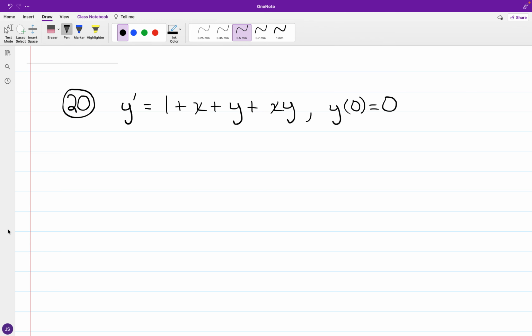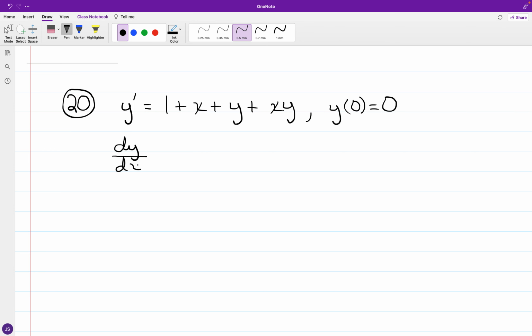Okay, for number 20, we're looking at a first order linear differential equation, and we're solving for y, where y prime is equal to 1 plus x plus y plus xy, with the initial condition that y of 0 is equal to 0. And if you notice, you have a couple of first order terms in y, and what I can do is consolidate these.